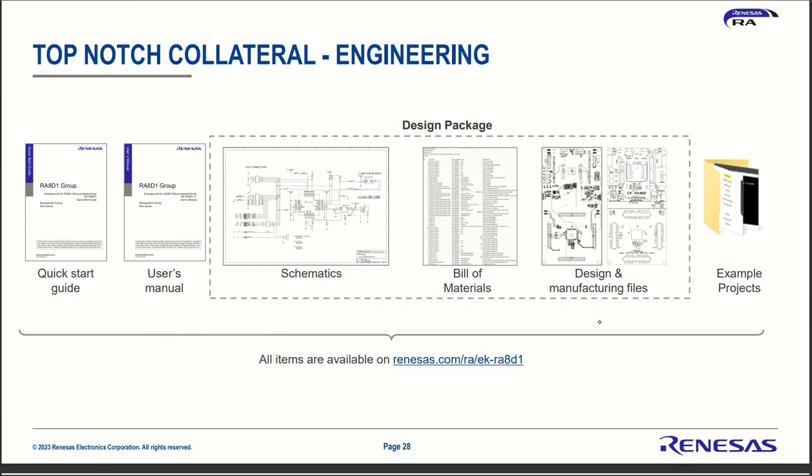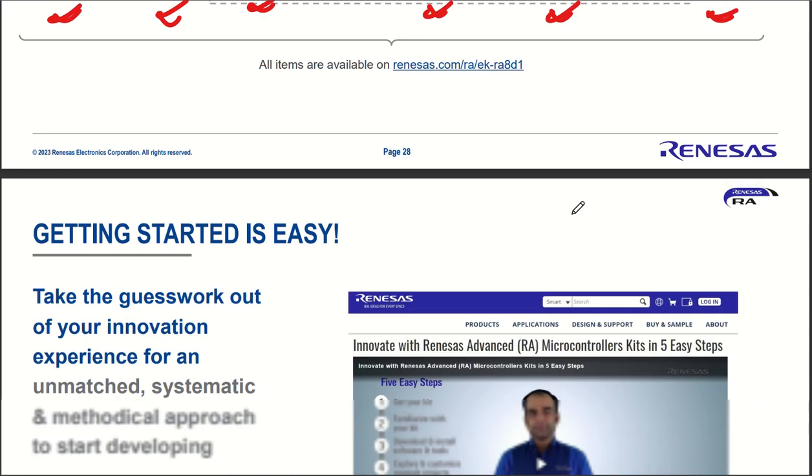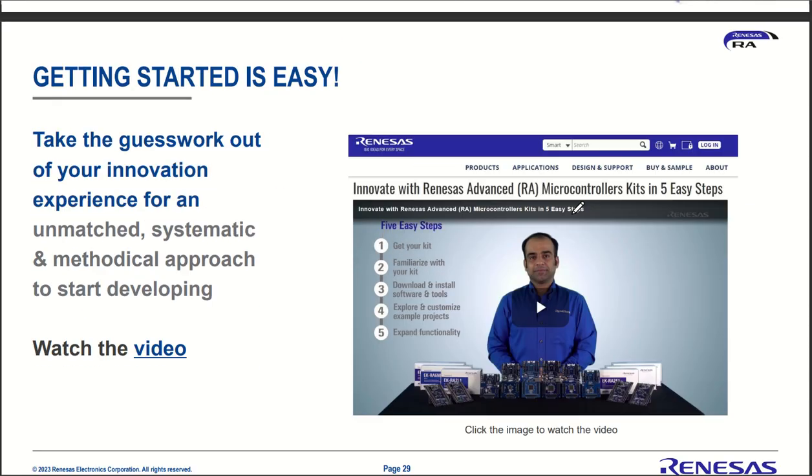Engineering resources, as I already told you: quick start user guide, user manuals, schematics, bill of materials, design and manufacturing files like board files, and example projects are there. So this is much more convenient, and almost all the items have been given by the microcontroller manufacturer, that is Renesas. So I hope you guys have a good understanding of how to utilize this evaluation kit.